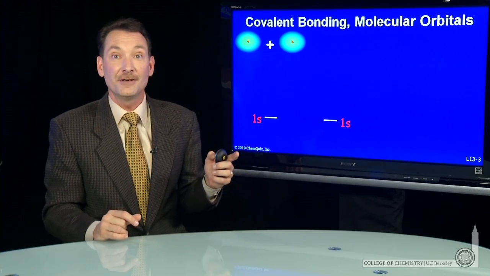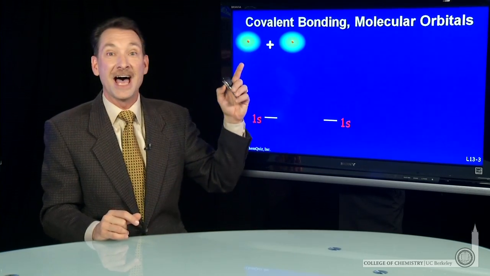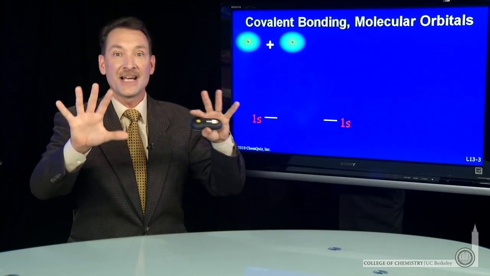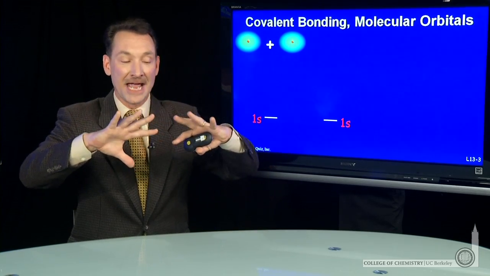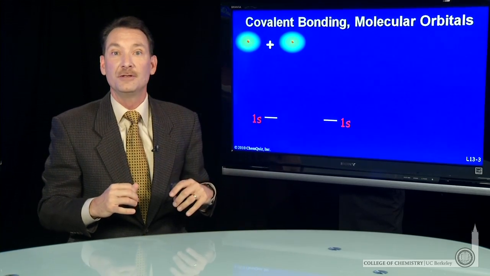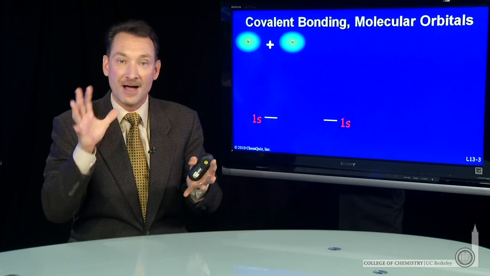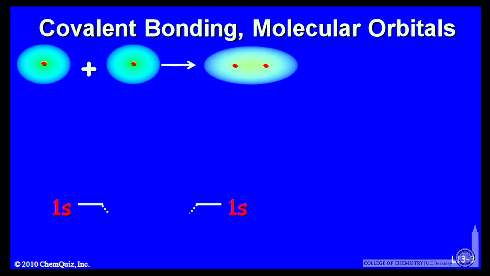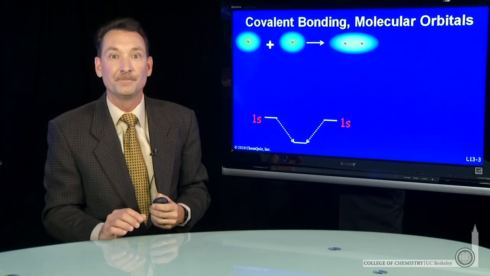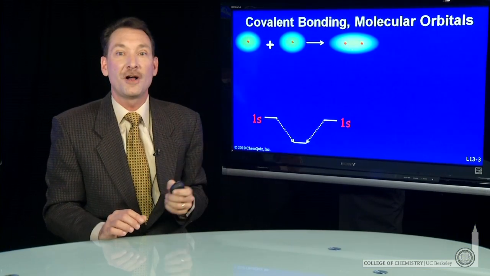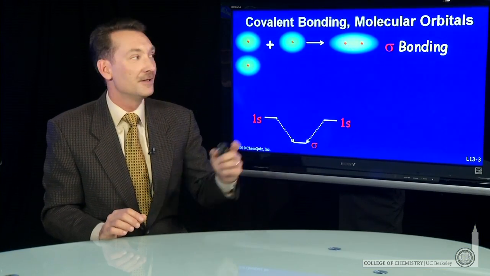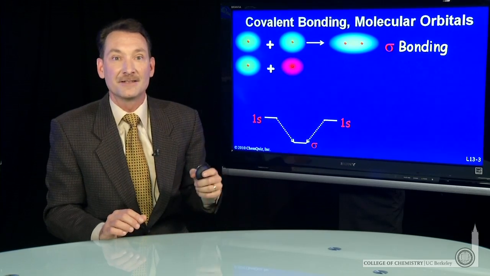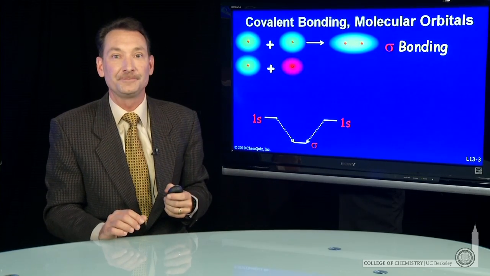As you bring them together, those wave functions can add. The waves, the electrons, can add constructively. The amplitude between the two nuclear centers can increase. A higher probability of finding the electron between the atoms. When that occurs, it'll look something like this, where I've added the positive amplitudes to get a larger amplitude in the center. Now, that's what we call a sigma bonding orbital. Sigma, like the Greek S, coming from the s orbitals.